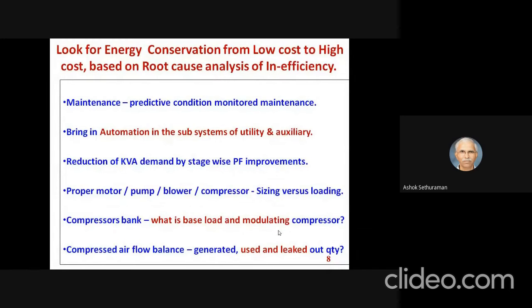Compressor bank, you see a battery of compressors, like say 6 or 7 numbers are there, 2 or 3 are standby. What is the base load and what is the modulating load and how are they operating? The base load should be almost 2/3 or 3/4, and the modulating load should be 1/3 to 1 quarter. The modulating load has to be fixed with a VFD only to pin down the pressure band. So the compressed air flow balance, what is generated, what is used, and what is leaked, that is also more important. Many industries are giving more focus on compressed air leakage now.